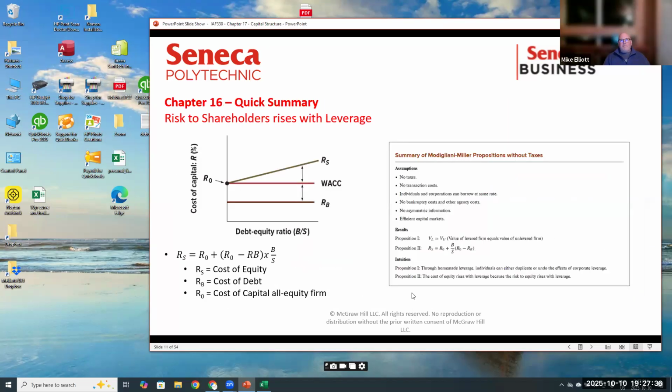And the important pieces here are the assumptions. No taxes, no transaction costs, individuals and corporates can borrow at the same rate. There's no bankruptcy costs or other agency costs. There's no asymmetric information and efficient capital markets. What do those mean? No taxes, one's pretty evident here. We're not paying corporate taxes. We're not paying personal taxes. In the real world, we have to pay corporate taxes and personal taxes. Some people are better at avoiding them than others, but everybody has to pay them.